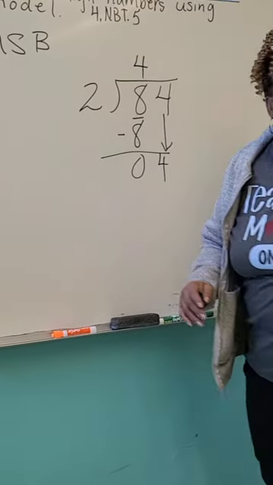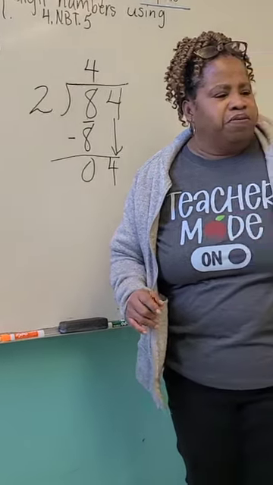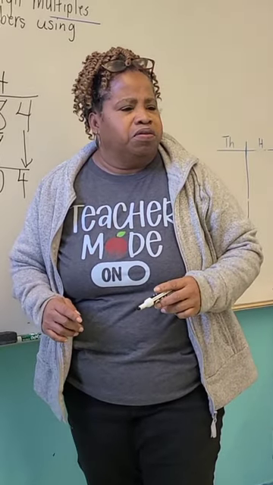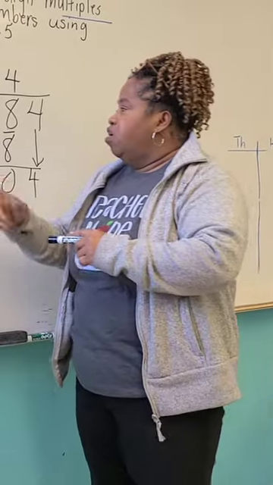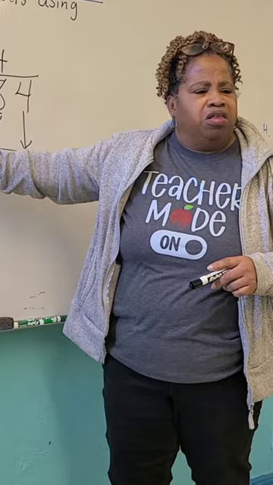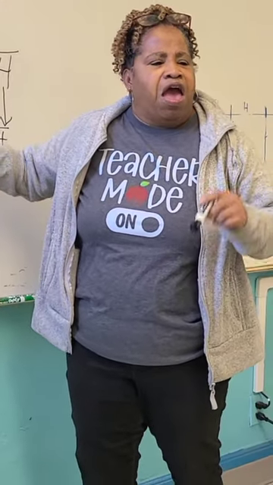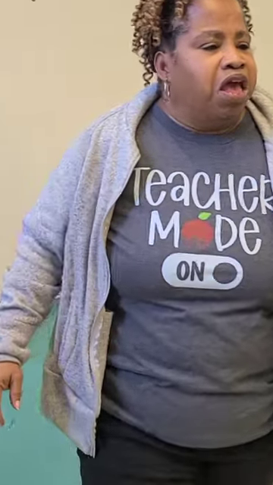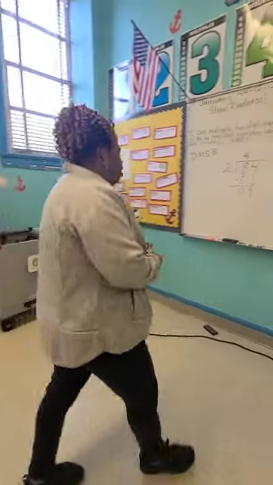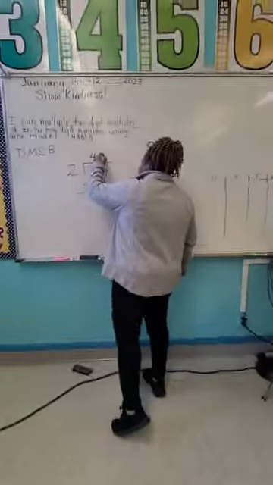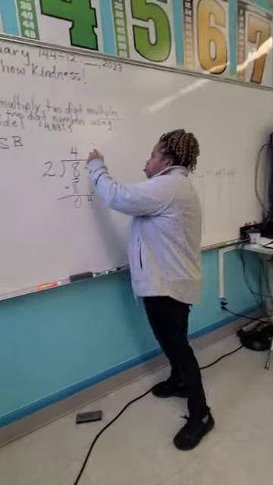Now, get 4 cubes. And how many groups do we need? 2. Okay? So you have 4 cubes, and now you're going to divide them into 2 groups. All right, and now we have the line. How many is that? What's in each group? 2.